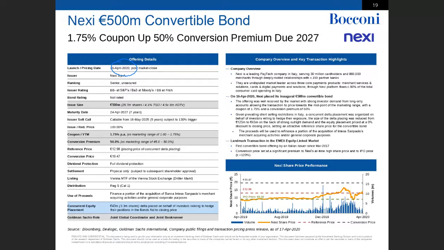So we said, what is the ranking? Is it a bond? Yes, it is a senior bond. Does it have any collateral? No, it is unsecured. And the bond is not rated because the rating is associated with the issuer. And in this case, it is a BB minus. Maturity, another important feature of the bond, is 7 years.